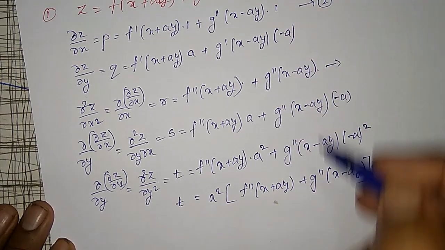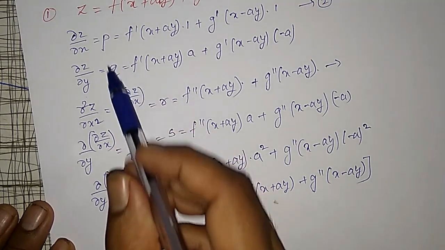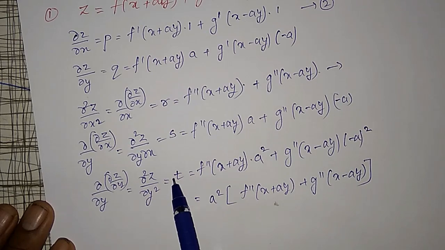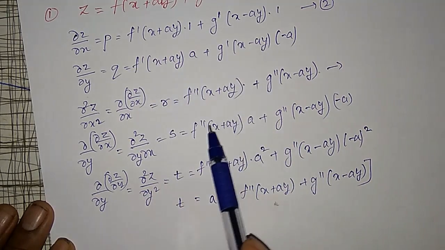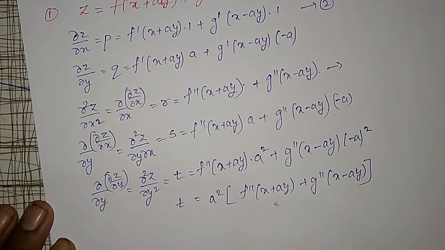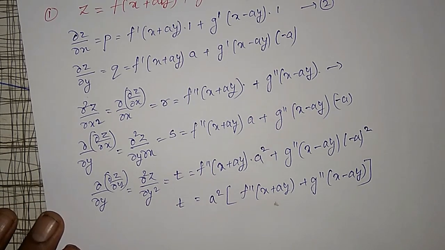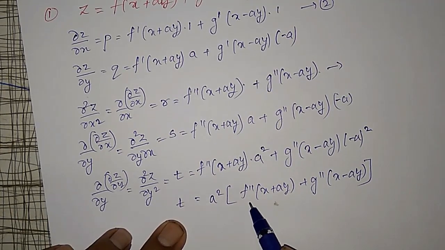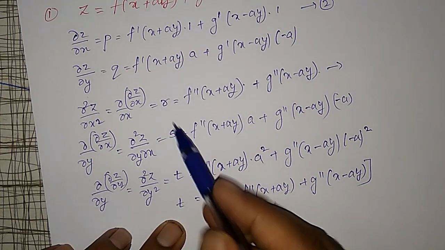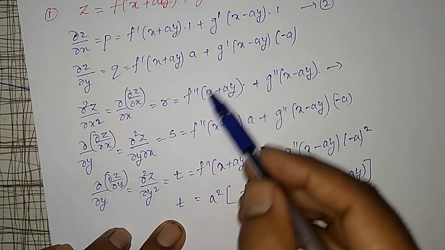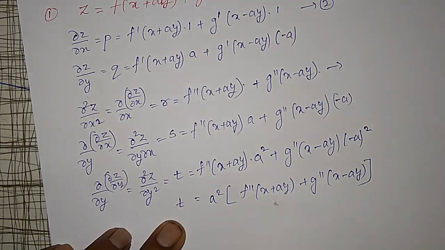From all these equations p, q, r, s, t, I have to eliminate f dash, g dash as well as f double dash, g double dash, or I can substitute for z. You have to think about what operation you can do. The simplest one in this particular example is t equal to a square into f double dash of this. Therefore r equal to f double dash of this is there. I will substitute this r here. Then we will get the required equation.